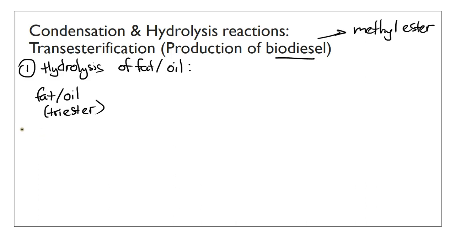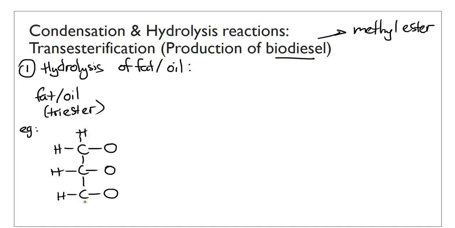So I'm just going to give you an example. There are multiple different types of triesters or triglycerides that you're going to see when we get to the lipid topic, but this is just an example. I do have 2 slides for this. It's a very interesting molecule. So you have what is called glycerol, which is a triol, and it is going to form 3 ester linkages with 3 fatty acids. So this is the alcohol part of the triester.